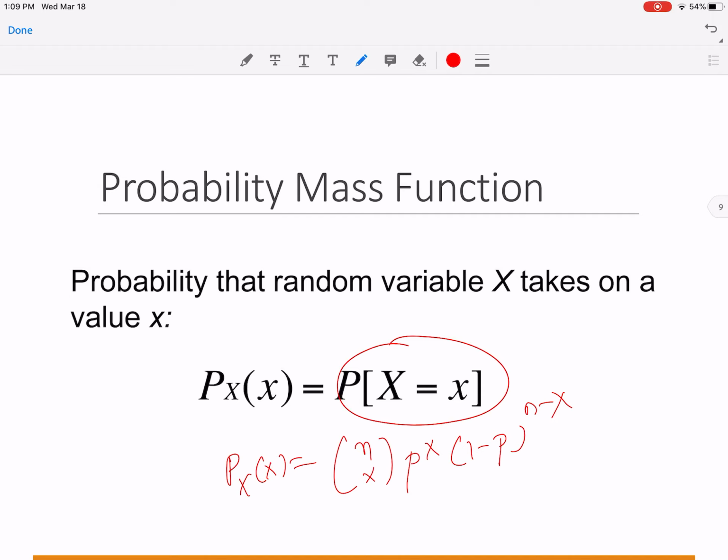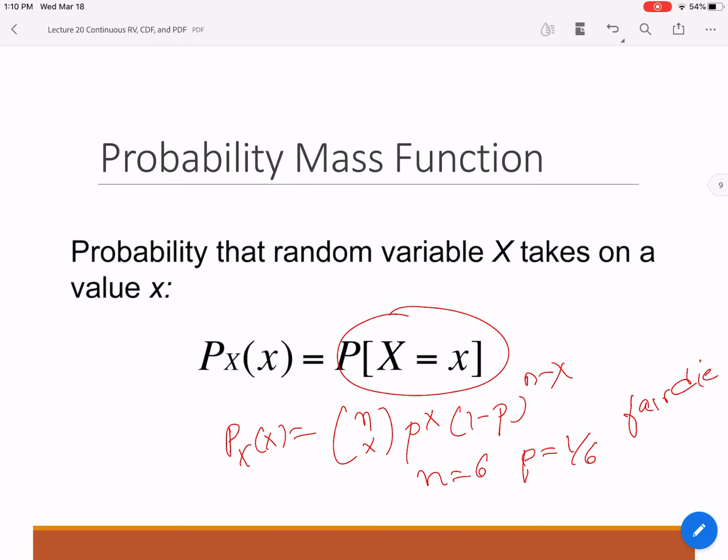Now, this function is going to change for different scenarios. For example, if I were to roll a die 6 times, and let's say that I'm interested in the number of 6s, then n in this case is going to be 6, and p is going to be equal to 1 over 6 because it's a fair die. This probability mass function is going to be different for different experiments. So that's the probability mass function.